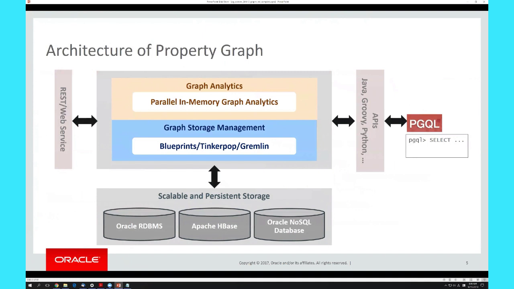And as well, a very quick intro to what the architecture of our property graph looks like. At the bottom, we offer the choice of storage and management of your graph data in either an RDBMS backend or HBase or NoSQL backends as well. We provide a graph storage management layer with a choice of access mechanisms. This is a Java layer that allows application developers to easily query, fetch, or filter graph data from the database through Java or JDBC or SQL. And on top, we provide for graph analytics a powerful parallel in-memory graph analytics engine. On the side, we have many different interfaces for developers to access this rich set of functionality: Java, Groovy, Python, as well as an expressive, easy-to-use graph query language called PGQL, and REST services, web service APIs, and notebook interface wrappers.